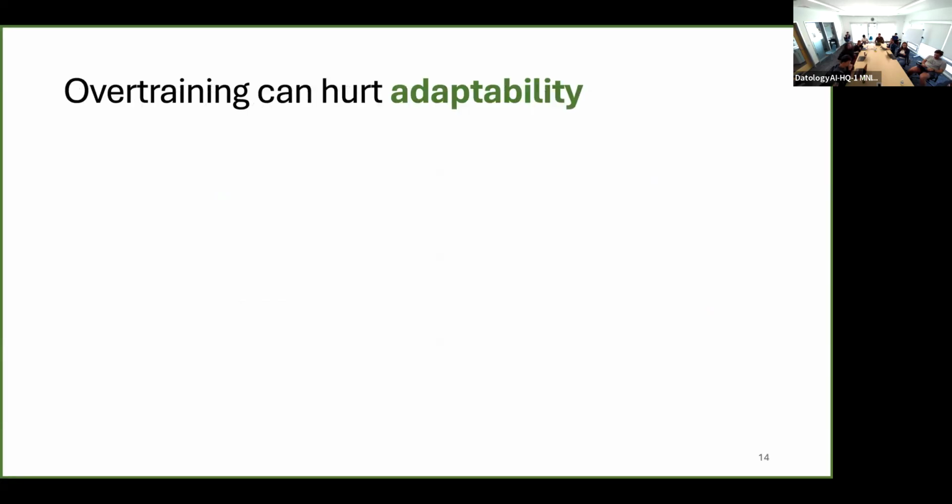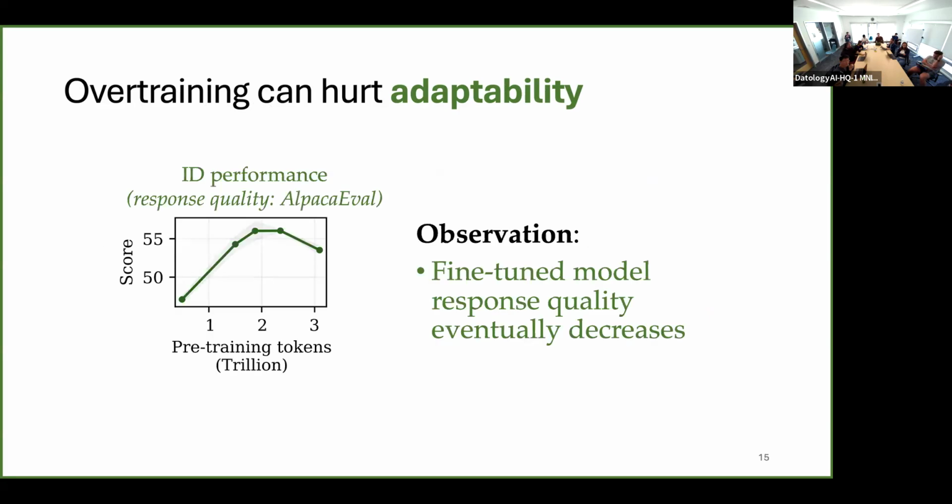And our first major claim of this work is that overtraining can hurt adaptability. Again, remember, adaptability is the AlpacaEval performance in this particular case. It's what we're actually training for. And we observe that if you take, in this case, OLMo checkpoints, and we'll get back to why we're taking checkpoints and how we can control some of the issues that causes, as you increase the number of pre-training tokens, initially your performance will improve, but eventually it will start to decline. So the fine-tuned model's response quality eventually decreases as you increase the amount of pre-training.